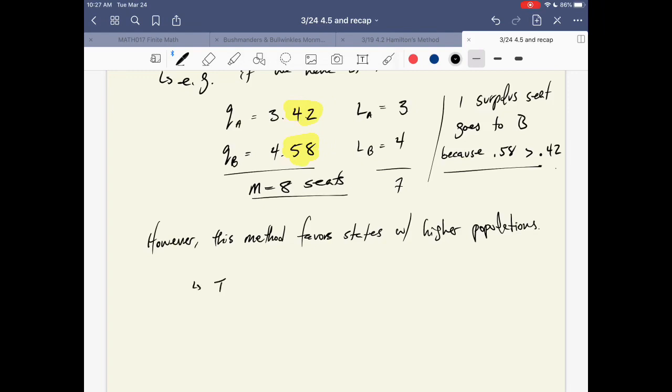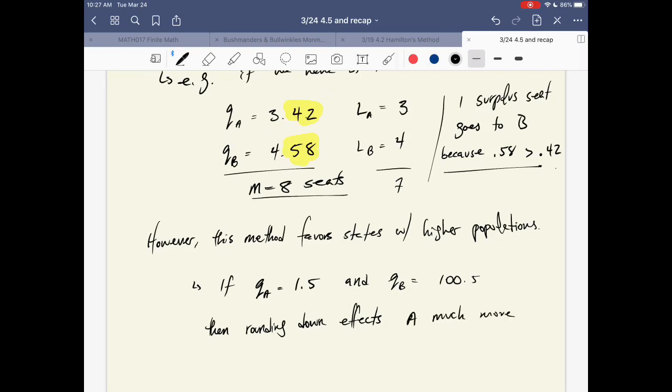So the difference. If Q sub A is 1.5 and Q sub B is 100.5, then rounding down affects A much more than it does B. This is basically the reason.